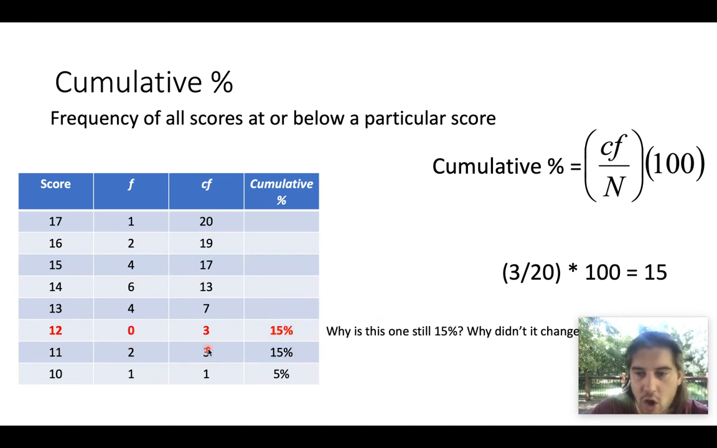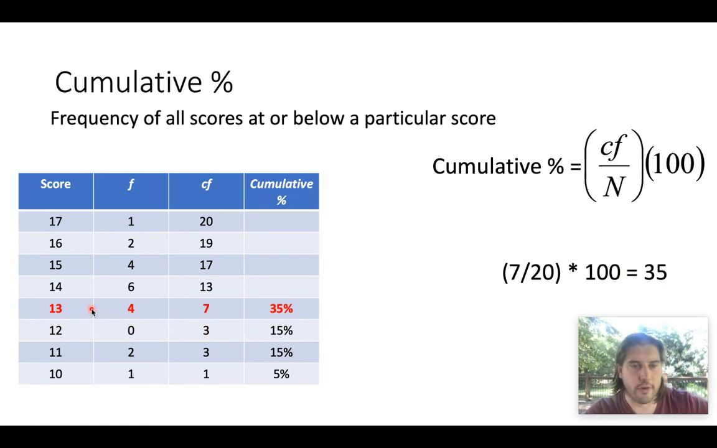So we can do it all the way up. The cumulative percentage for 12 is also 15%. Why? Well, because no one scored a 12, right? It has a 0 in the frequency column. It means in this data set, there was no score of 12. So what that means is that our calculation actually stays the same as the score of 11. There are still 3 people at or below 12. There was 1 10, 2 11s, 0 12s. So its cumulative frequency is still 3. It's the same as the score 11. 3 divided by 20 times 100 equals 15.